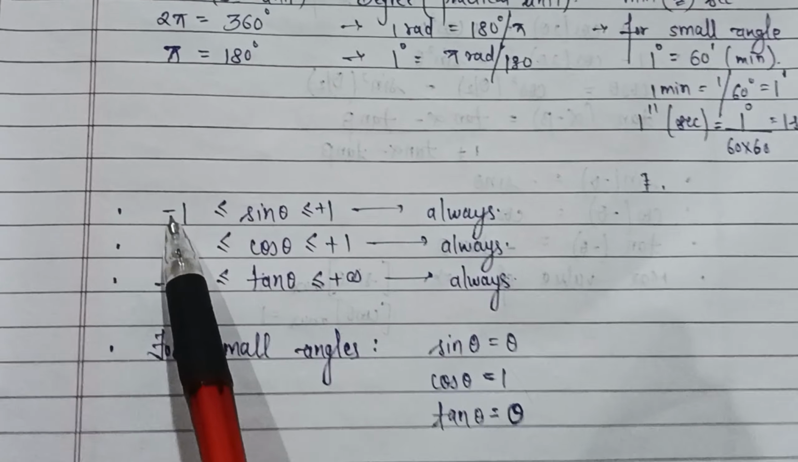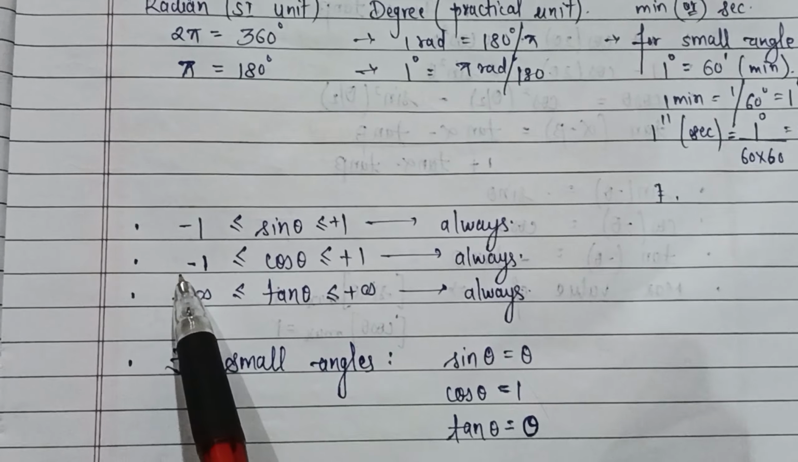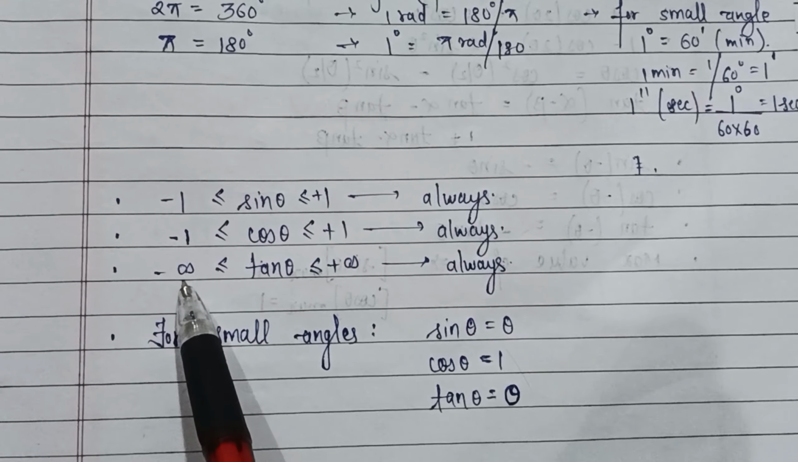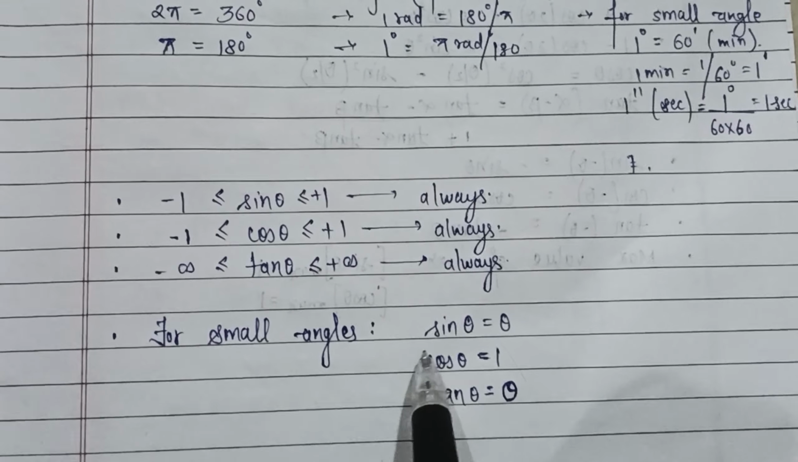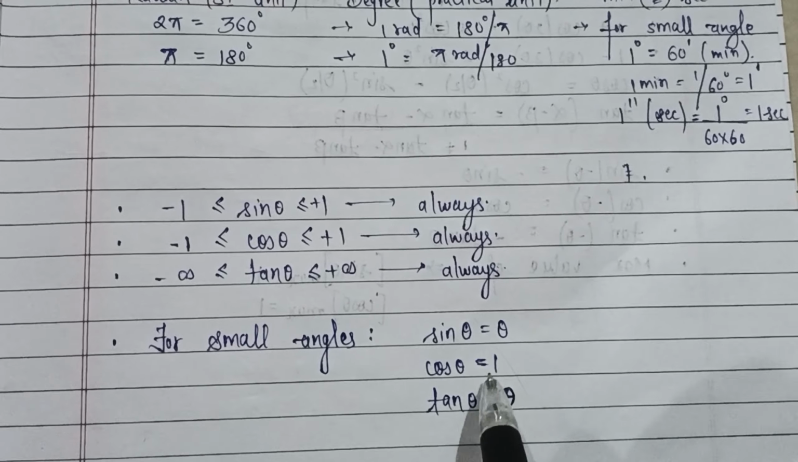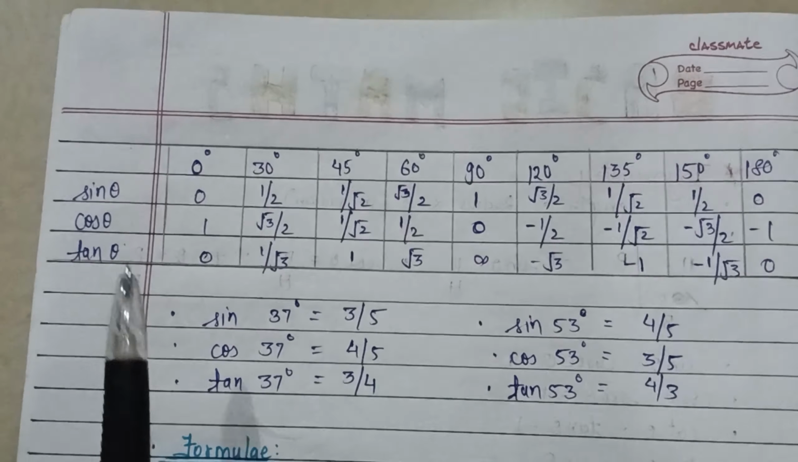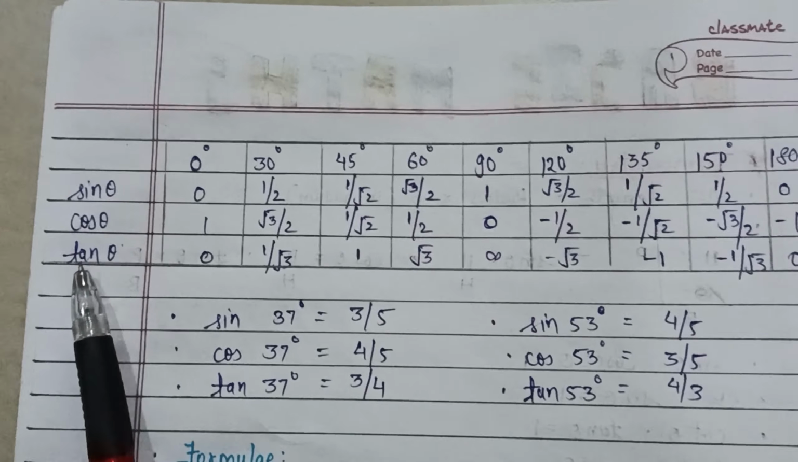The sine theta ranges from -1 to +1. Cos theta ranges from -1 to +1, and tan theta ranges from -infinity to +infinity. For small angles, sin theta is equal to theta, cos theta is equal to 1, and tan theta is equal to 0. Now we will learn about the values of sin theta, cos theta, and tan theta.